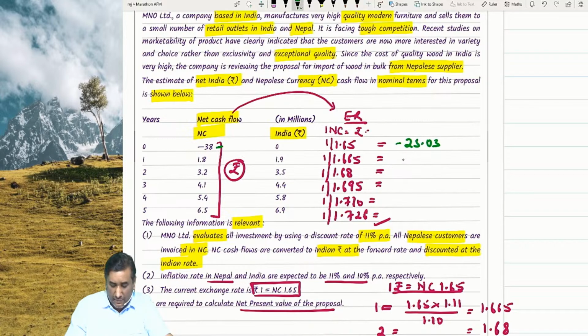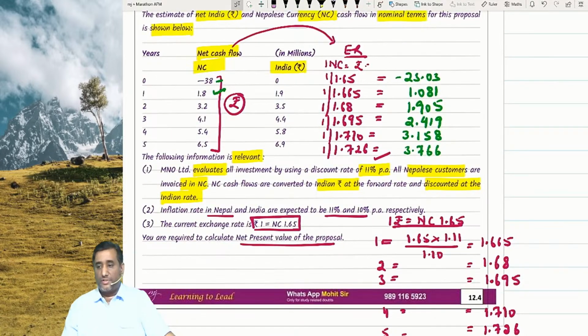Second one 1.8. I hope you remember the forex rule. Left side confirmed currency, left to right will multiply. So 1.8 divided by 1.665 is 1.081. Next one 1.905. Next one 2.419. Next one 3.158. Next one 3.766.